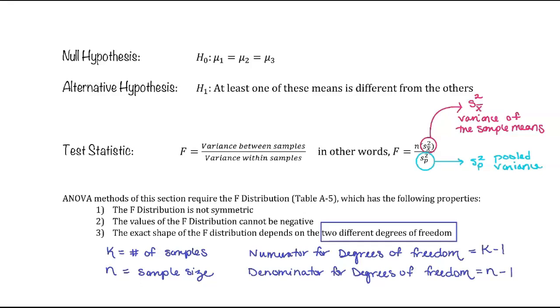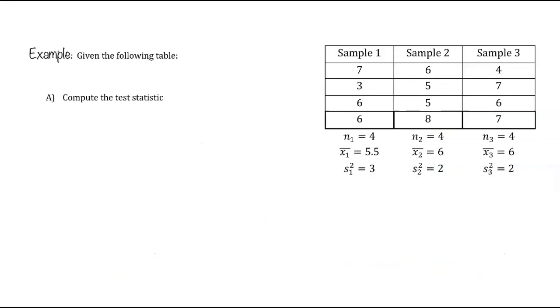Let's take a look at our first example to help us better understand this test statistic. In this example, notice that we have 3 samples from 3 populations. That means that our value for K is equal to 3, the number of samples. And since each sample is size 4, our n is equal to 4. Our calculators do have the ability to compute the test statistic for us. However, for this example, I am going to compute the test statistic by hand, so we have a chance to work with the variance between and the variance within.